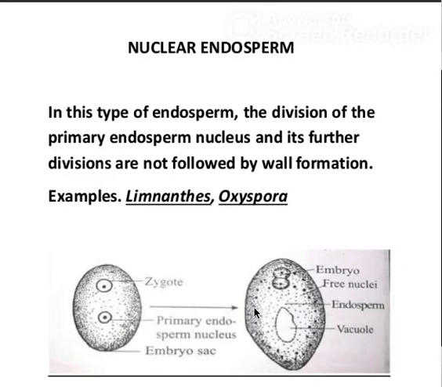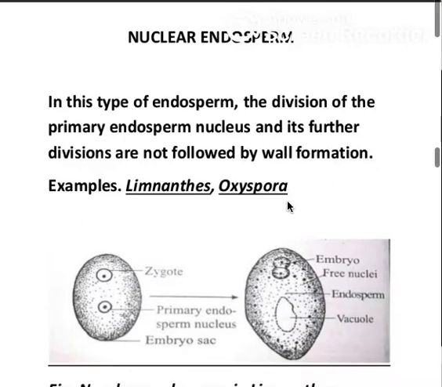Can you see these nuclei here? They are called free nuclei, because they are not surrounded by any cell wall. So in this type of endosperm, the division of the primary endosperm nucleus and its further divisions are not followed by wall formation. For example, you can find it in Limnanthes and Oxyspora.